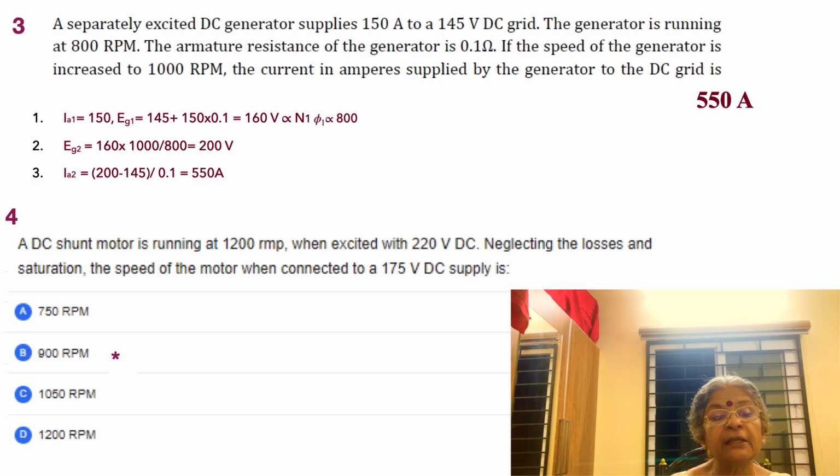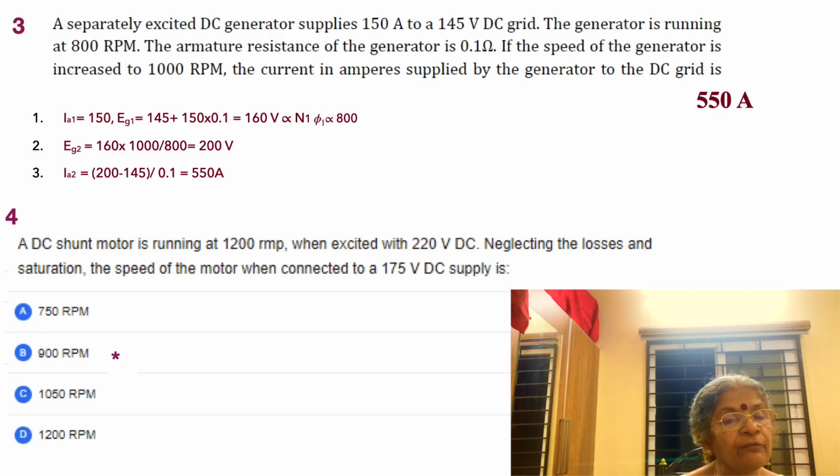The speed of the generator is increased to 1000 rpm. So now suddenly we are changing the speed from 800 to 1000 rpm. The current in amperes supplied by the generator to the DC grid: of course, it supplies more current. That's the reason why we are running it at a faster rate. So what are the two inputs that you can increase? The flux or the speed. In this case we are increasing the speed.